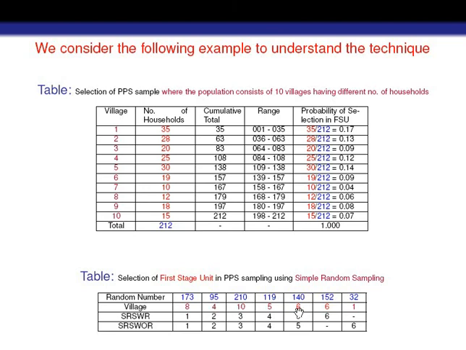And so on. Now you can see that there are 2 repetitions. 140 falls in 139 to 157, and that's why you have to select cluster 6, that means village 6, for our study. Again we get 152, which falls within the same range, so we again select the same cluster for the study. Next we get 32, which falls in the first cluster, so we take cluster 1 for the study.